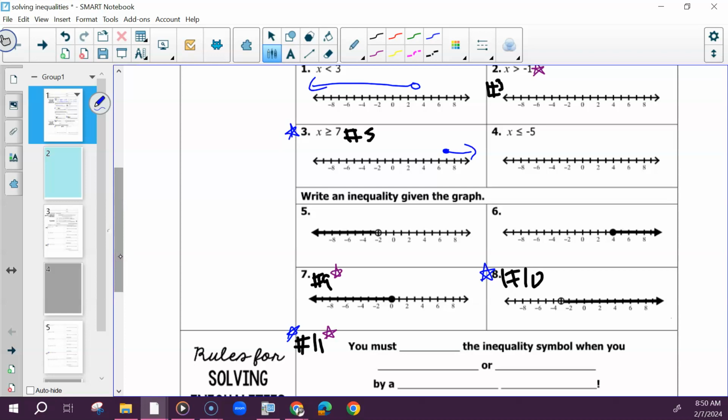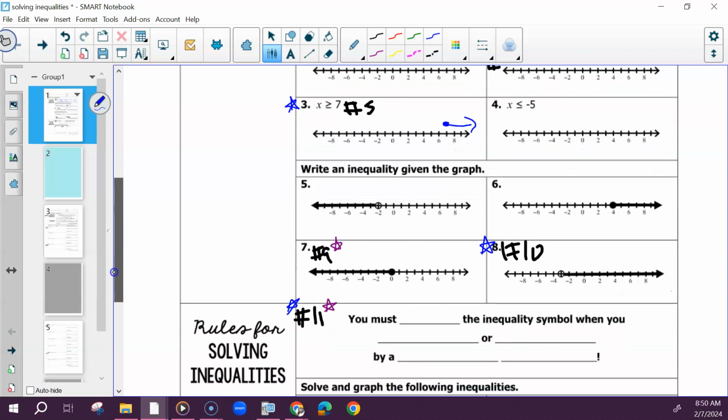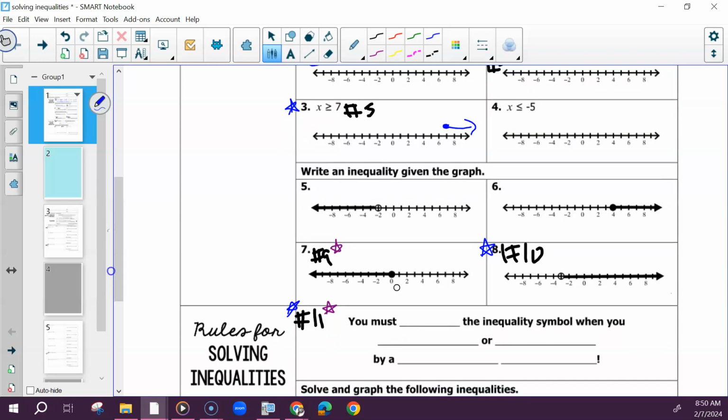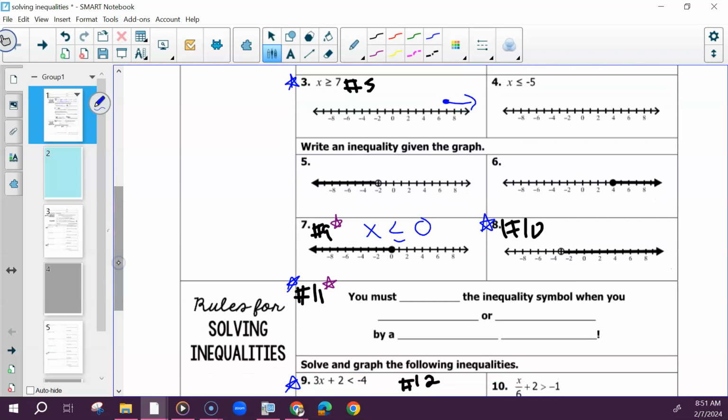So like for number 7, it starts at 0, and we know it's closed. So that's either going to be less than or equal to or greater than or equal to. Which one would it be? Less than or equal to, because it's going to the left. Most of the time, the direction it's pointing is the direction it's graphed, and vice versa, but not all of the time. I'll show you some examples where that's not the case.